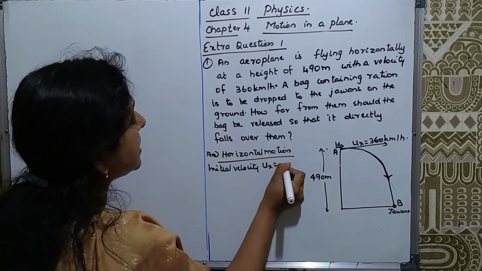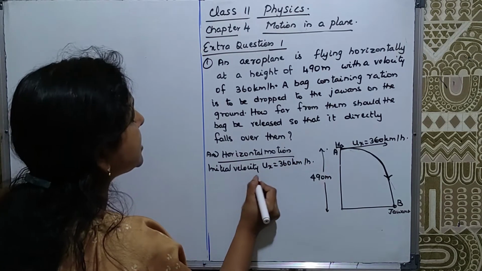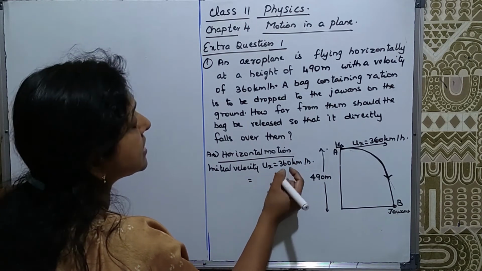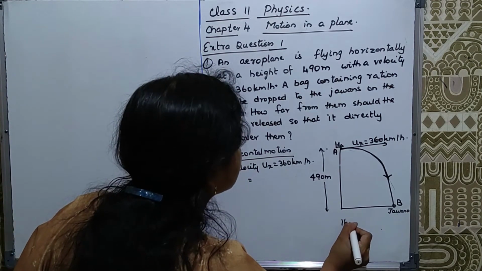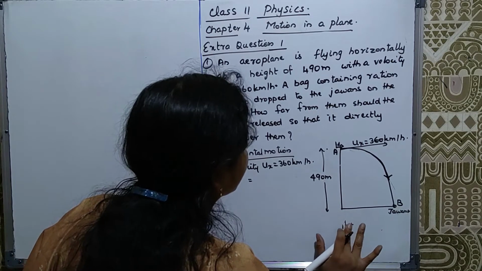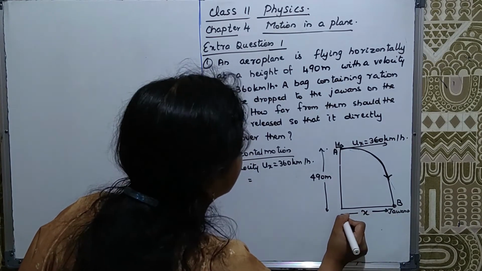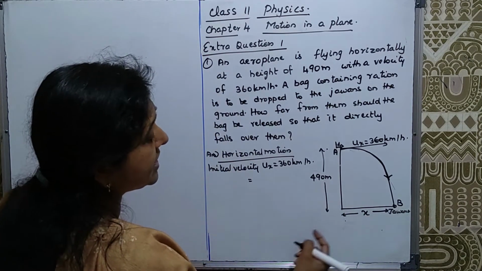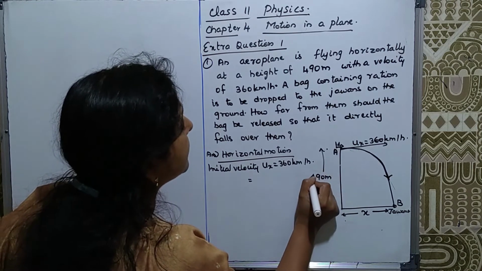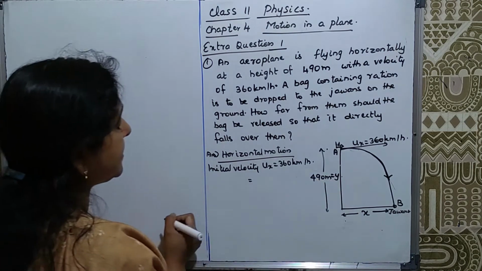Initial velocity along the x-axis was ux equal to 360 km per hour. We'll change it into meter per second. And one more thing, you should know by how much distance. This distance along the horizontal we'll take as x, and the distance along the vertical, the height of the aeroplane, we'll take as y.